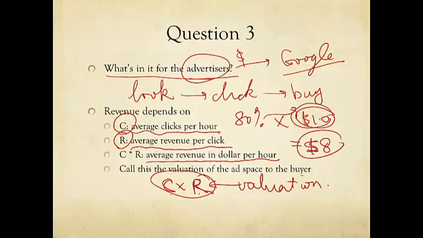But different ad spaces have different C's and different buyers have different R's, either because your product sells for different revenue or because the percentage of people you can expect among those who click the advertisement who end up buying it is different. Either way, R will be different for different buyers. But in any case, the multiplication of these two numbers is the valuation. So you may think maybe I should bid the valuation.